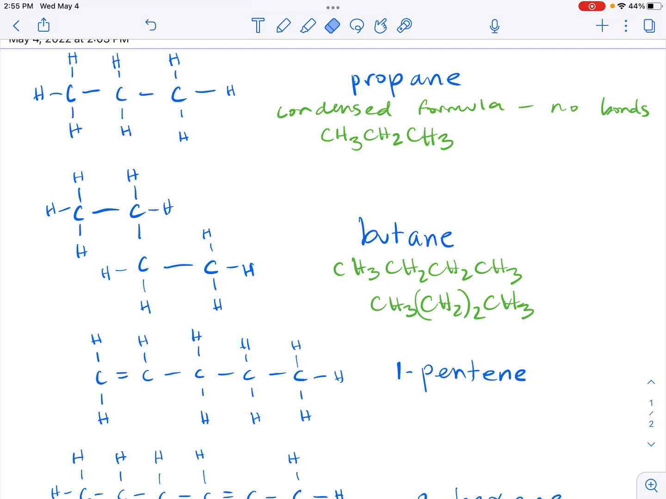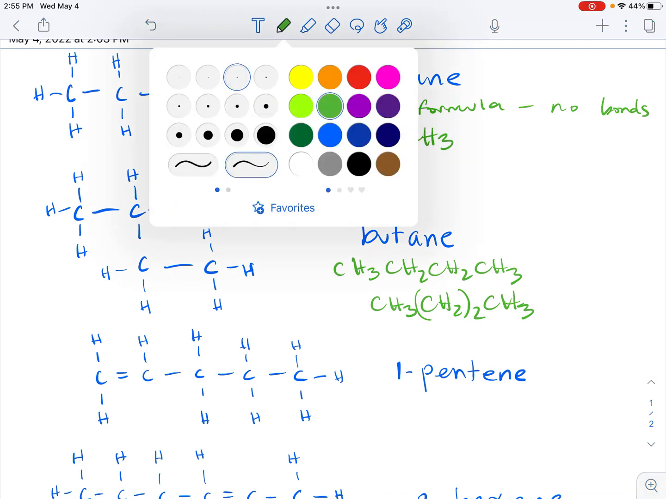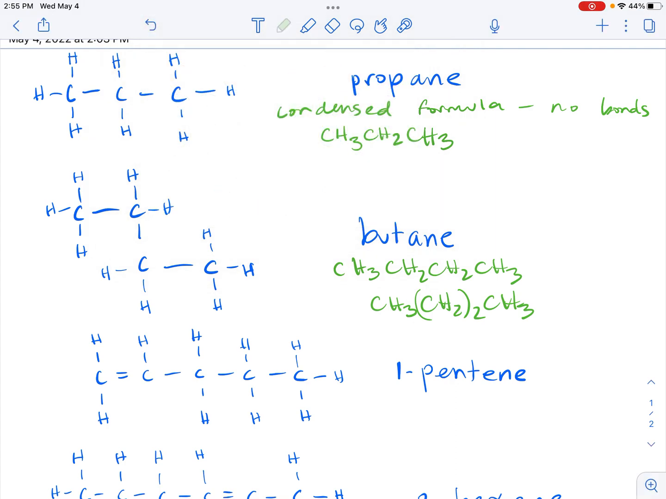In addition to having the condensed formula, you have what we call the line drawing. The line drawing gets rid of basically everything but the lines. And so with the line drawing, every time you put your pencil down on the paper, that's a carbon. And every time you change angles, it's a carbon. So I'll draw a couple, it'll make more sense.